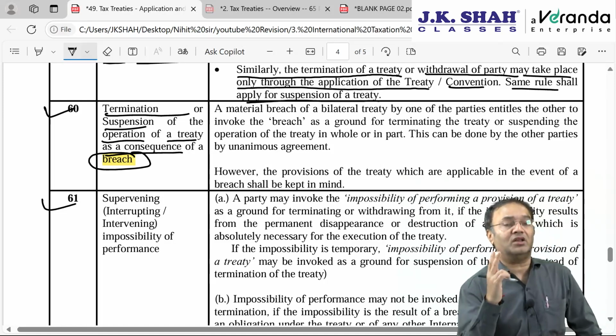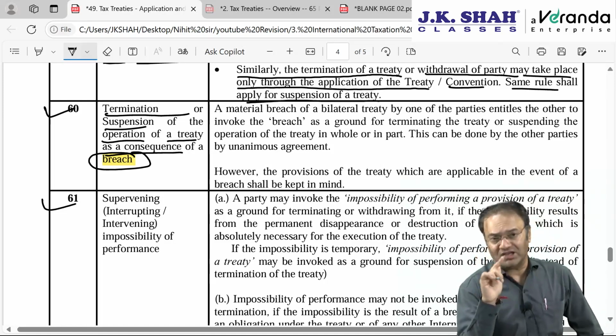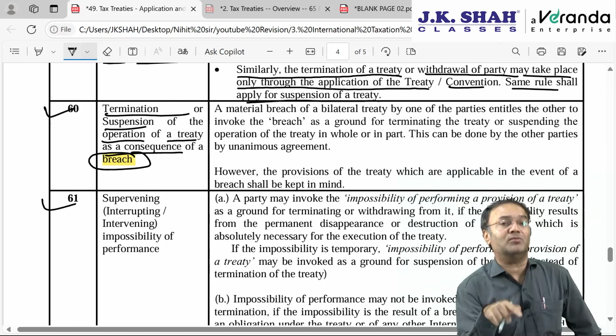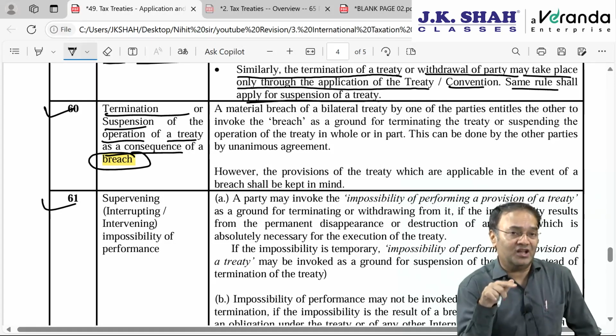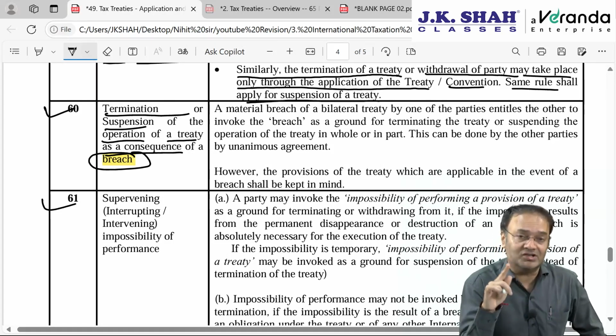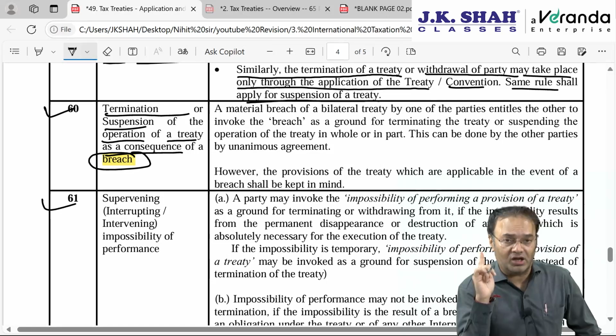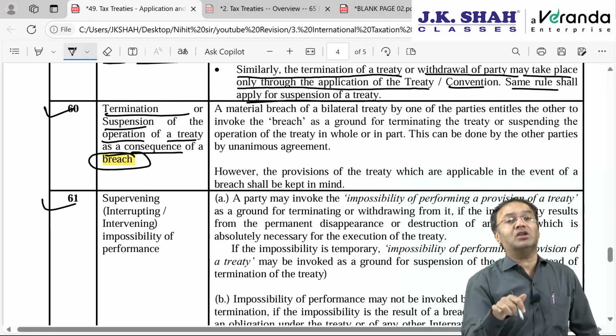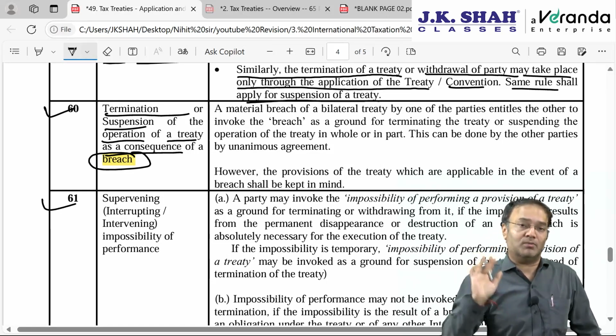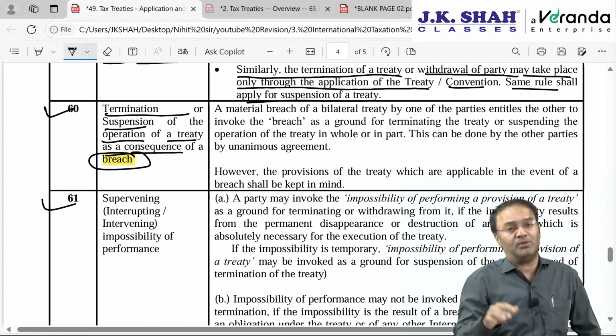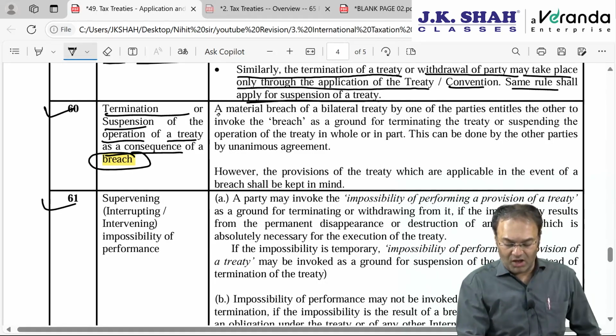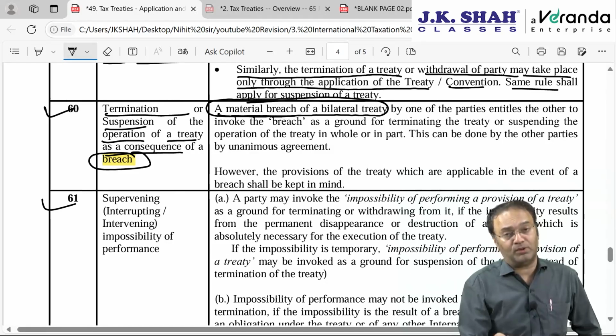For example, there is a treaty between India and Pakistan. Pakistan has breached some provision, India can terminate the treaty. This VCLT is applicable not only on tax treaties, I already told you it is applicable on other treaties also. So India can terminate the treaty unilaterally on its own by making an announcement, no more applicable, provided Pakistan has breached something. A material breach of a bilateral treaty, a breach should be material.